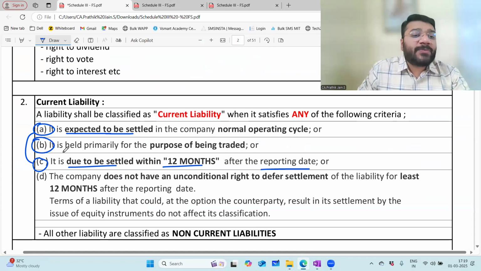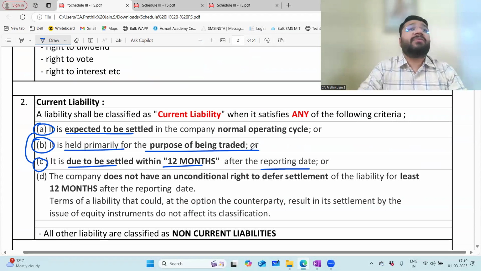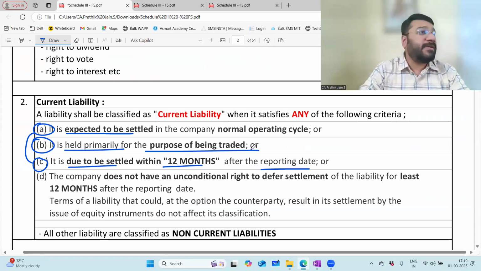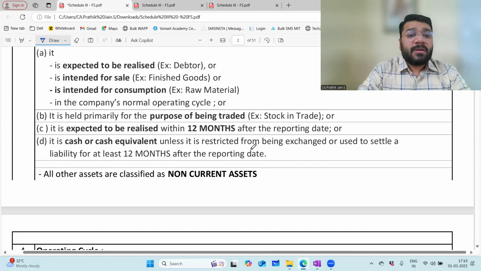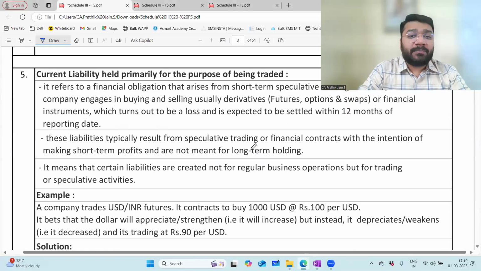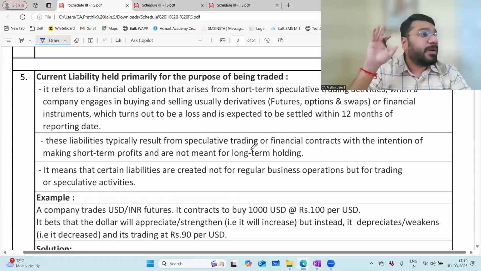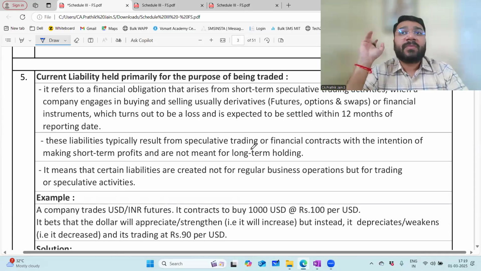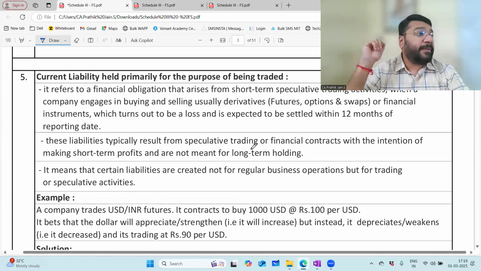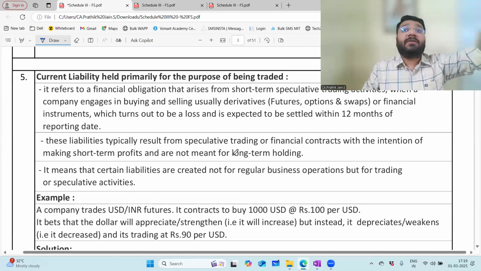Point number B, we spoke about the liability held primarily for the purpose of being traded. So we discussed the financial instrument or derivatives, which is used as a tool to earn speculative income. We also discussed this in depth in the last class. Do you want to repeat this point one more time, or is it manageable? I gave you the example of currency, correct? So I entered into a contract today to buy the currency at a future rate.